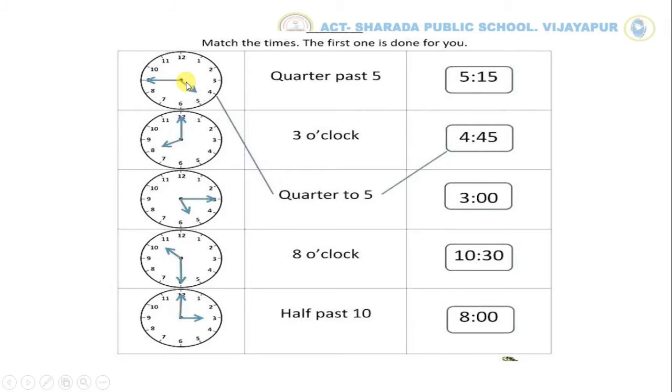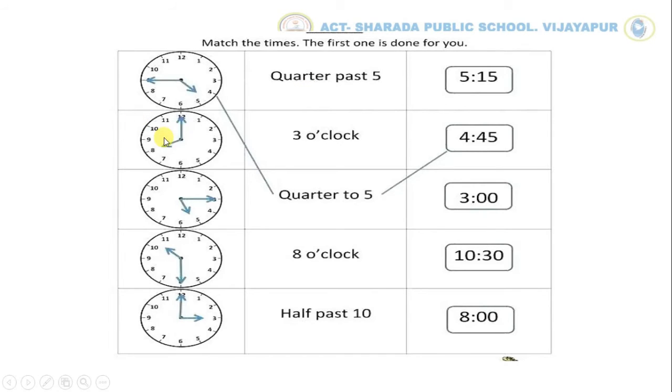In a clock, we can see the hour hand is between the 4 and 5 and the minute hand is on 9. It means it's 4:45, or 4:45. So we have drawn a line here to match the correct answer. So children, we have to follow the same rule and complete this activity.